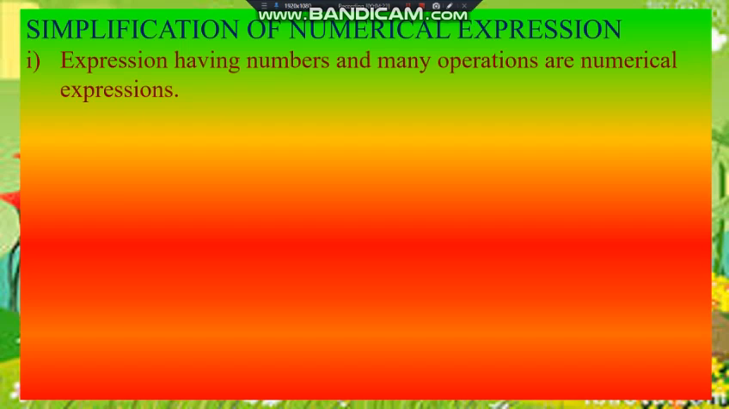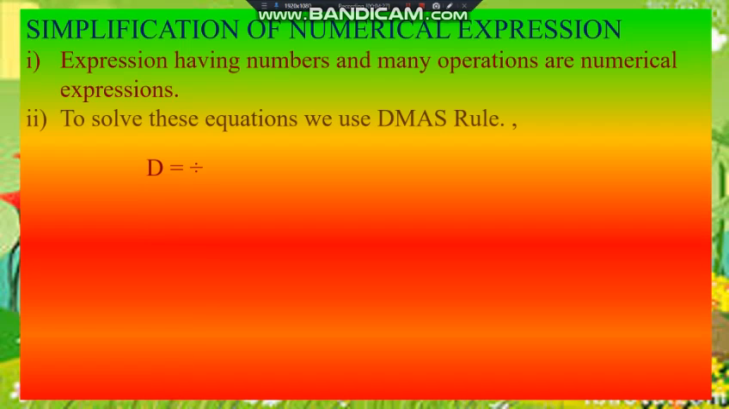Let's see the next concept, that is simplification of numerical expression. In this what we do? In this we have the expression in which we have the numbers and the mathematical operations. Okay, and to solve this we use DMAS rule. D for division, M for multiplication, A for addition and S for subtraction. Okay, dear students? In terms of fraction, if we have division, then division first we convert it into multiplication, and the fraction to the right of the division we reciprocate, that is numerator becomes denominator and denominator becomes numerator.